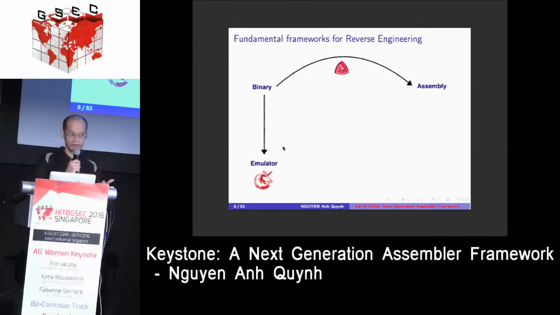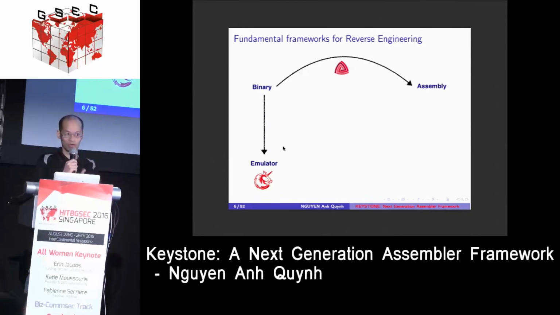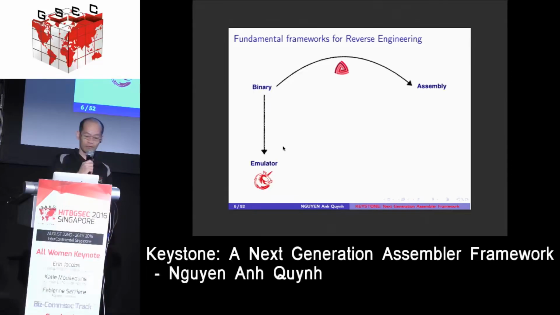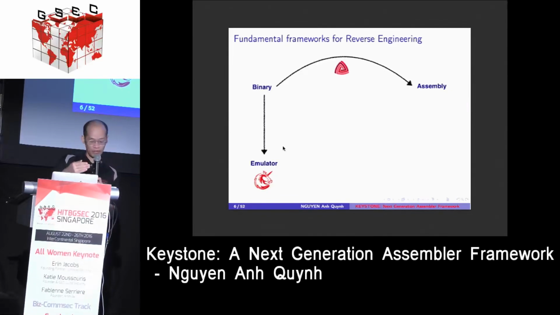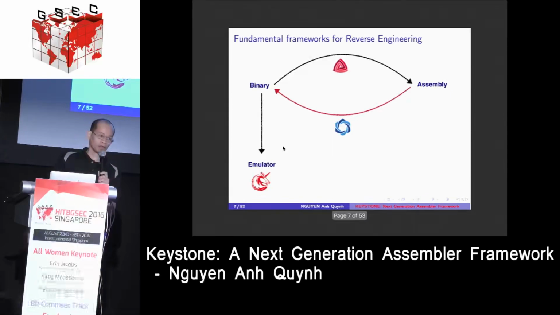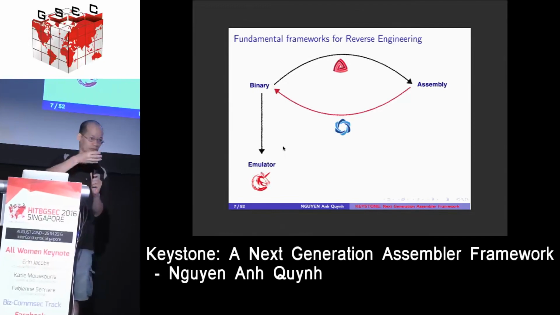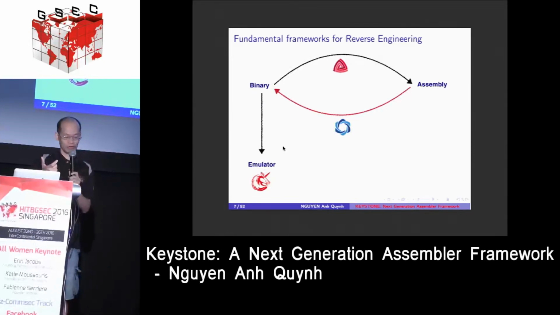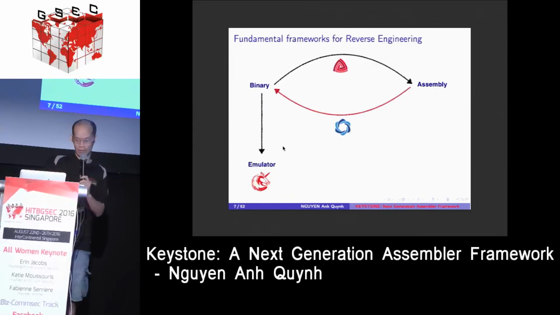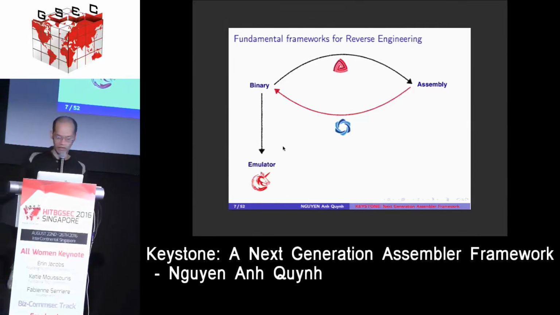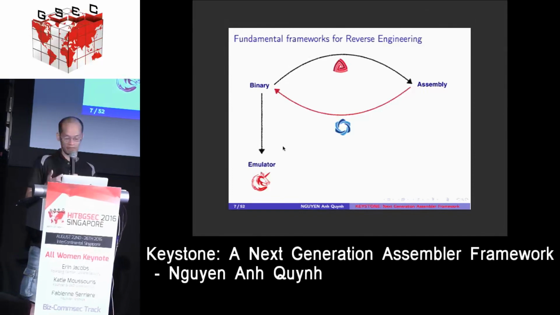You can see that we need binary to decode, to reverse to assembly, right? We also need binary for the emulator. So the question is, where to get the binary? Most of the time you get the binary from somewhere, but sometimes you need to generate the binary yourself. So how do you generate the binary yourself? Most of the time you need to compile the assembly to generate the binary. And the binary can be decoded again, or it can be sent to the emulator. So what is missing here is the assembler framework.